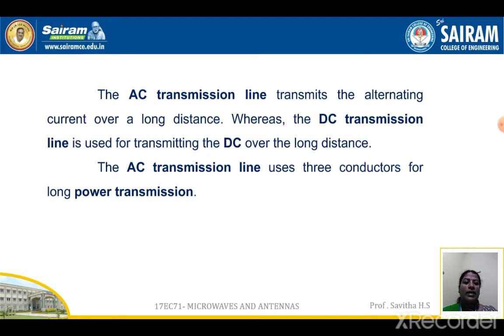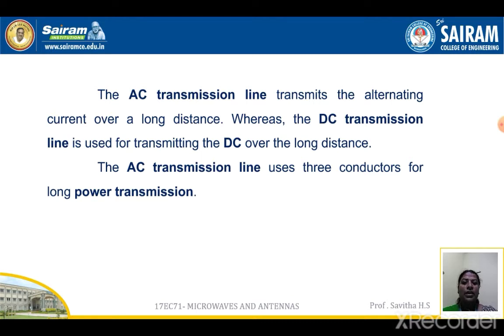We have two kinds of transmission, AC transmission and DC transmission. AC transmission lines transmit alternating current over a long distance, whereas DC transmission lines are used for transmitting DC over a long distance.